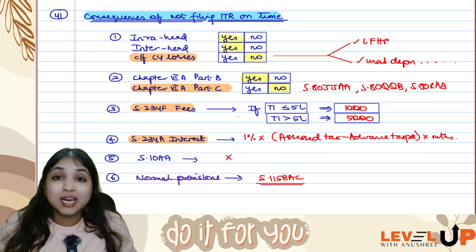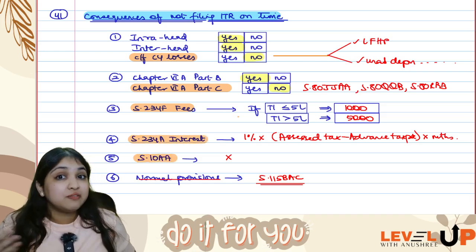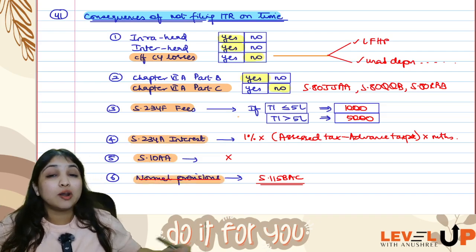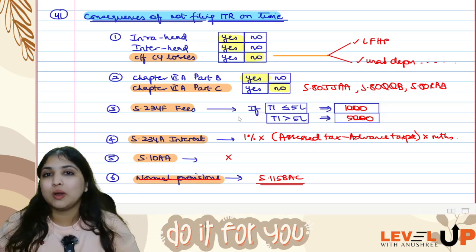Consequence number 4, 234A interest you will have to pay. Consequence number 5, 10AA you will not be able to enjoy. And consequence number 6, you cannot opt out. You cannot follow normal provisions. You have to follow 115BAC only.